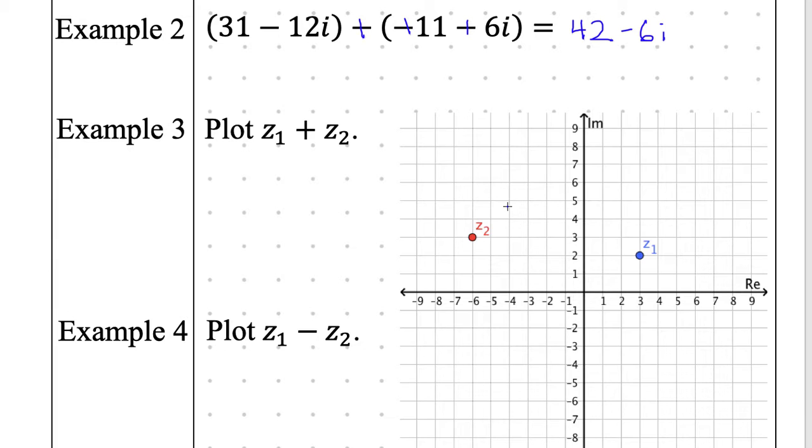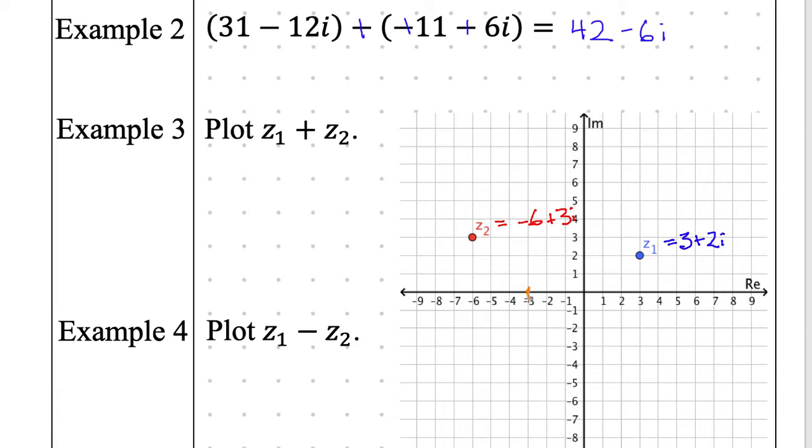This one is a little bit difficult, but I think the easiest way to do these is to think of what the coordinates are saying. Z1 is 3 plus 2i, so this is 3 plus 2i. And then this Z2 is equal to negative 6 plus 3i. We can always go back to the algebra if you want. If I'm adding them together, it's going to be negative 6 plus 3, which is going to be a negative 3. I'll do this in orange.